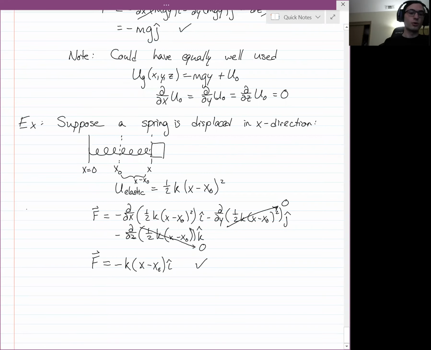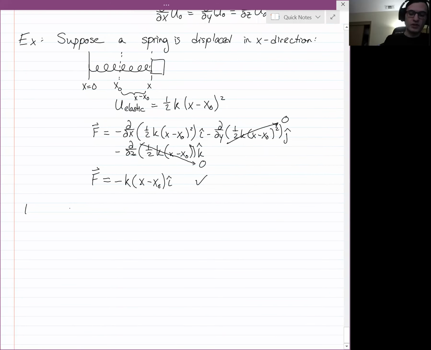So another question that you might have, and this is a question on the homework, is how can we find out if a force is non-conservative using this technique?